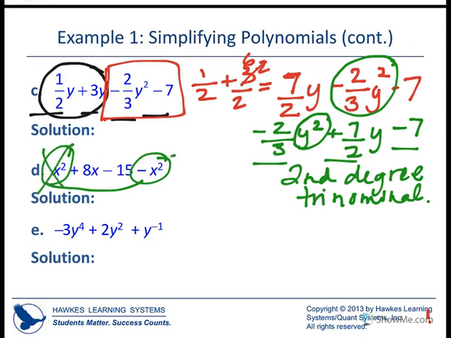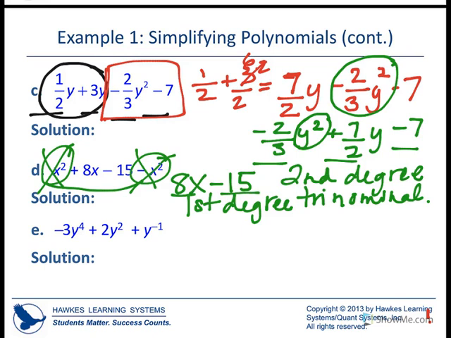So those go away, and then you're left with 8x minus 15, and because the highest degree is a 1, it's going to be a first degree, but it's going to be a binomial because there's 2. So binomial.